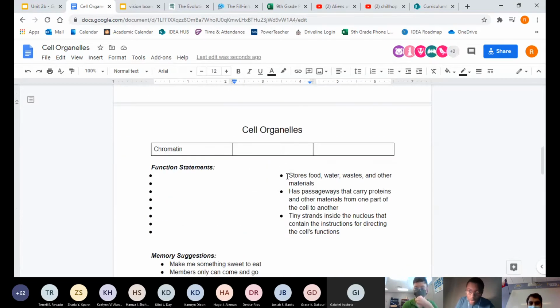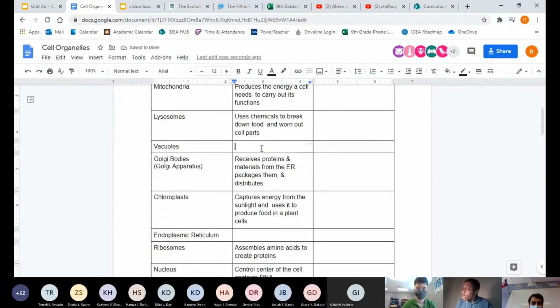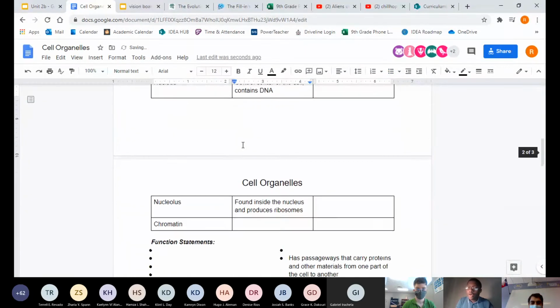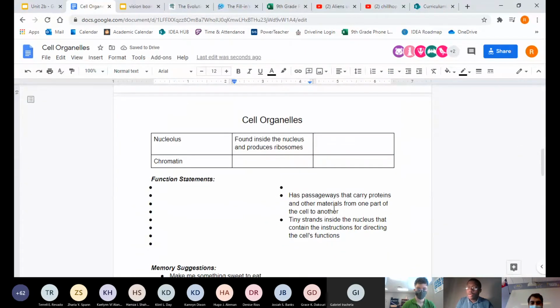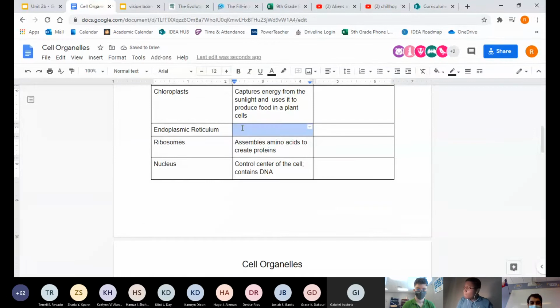All right, stores food, water, and waste, other materials. This is going to be a vacuole. Has passageways that carry proteins and other materials from one part of the cell to another. This is going to be the endoplasmic reticulum, also called the ER.